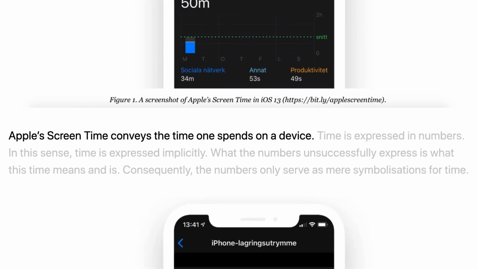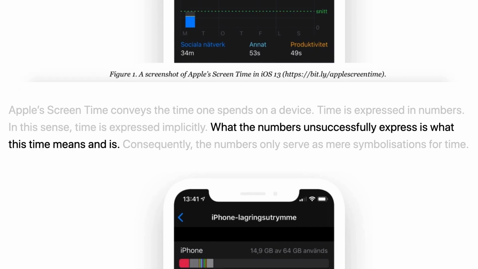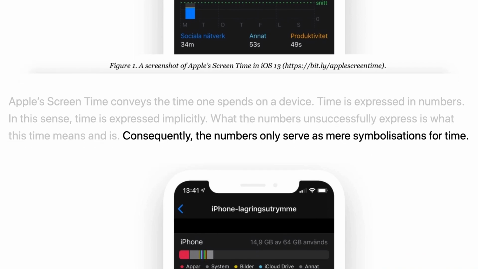Apple's Screen Time conveys the time one spends on a device. Time is expressed in numbers. In this sense, time is expressed implicitly. What the numbers unsuccessfully express is what this time means and is. Consequently, the numbers only serve as mere symbolizations for time.